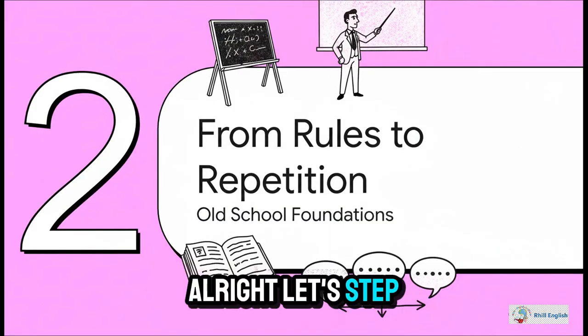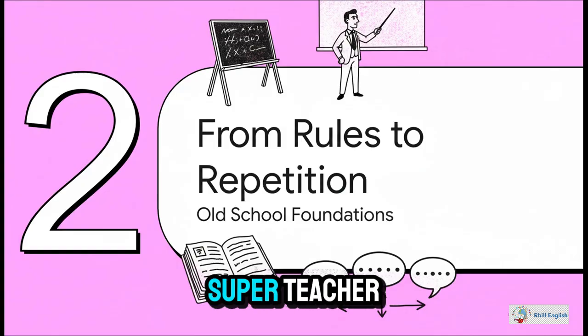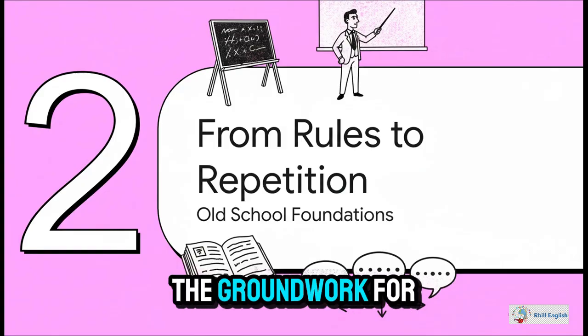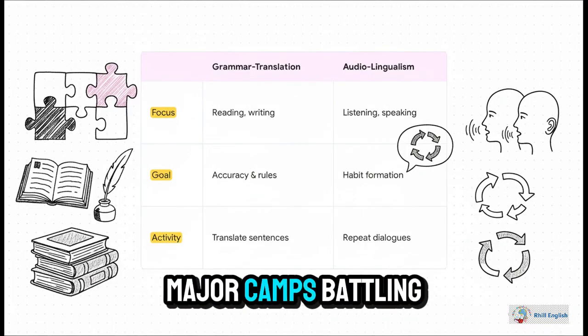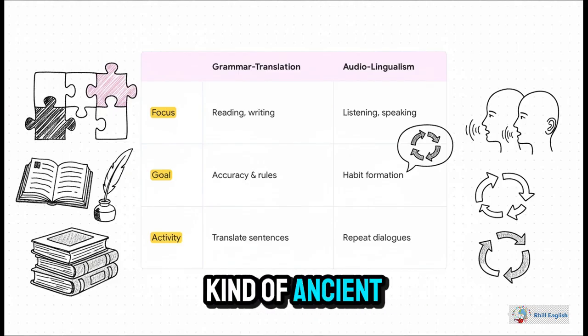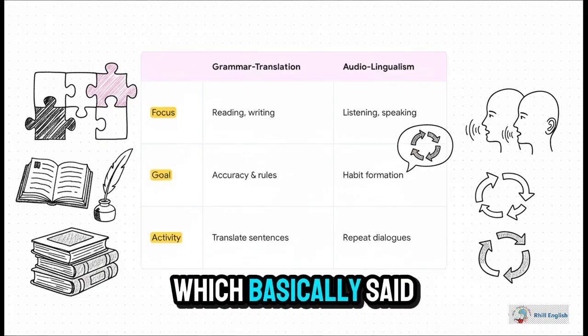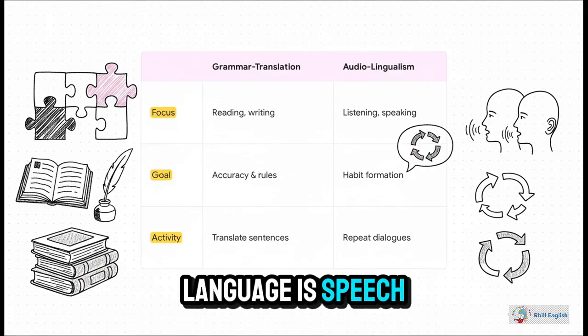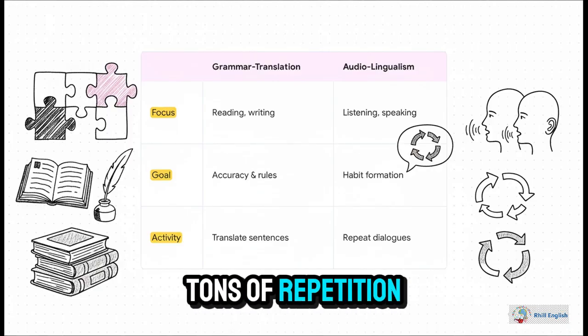All right, let's step back in time a bit, because to really understand where we are now, we have to see where we've come from. These are the traditional, super teacher-centered methods that really laid the groundwork for everything that came after. So in the beginning, you had these two major camps battling it out. On one side, grammar translation treated language like it was some kind of ancient code you had to decipher using complex grammar rules.